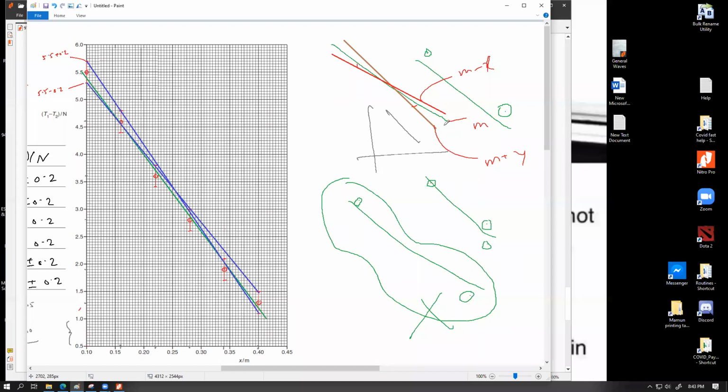You have to find out for which of these lines, between the red and the brown, has the biggest deviation. So which one produces the biggest angle with the best fit line, and that is your worst fit line. That's what you're trying to go for.